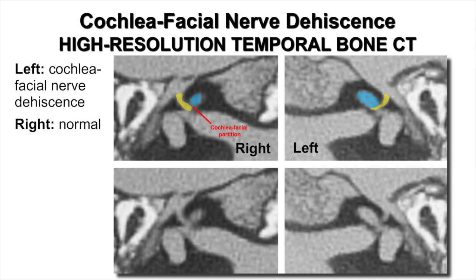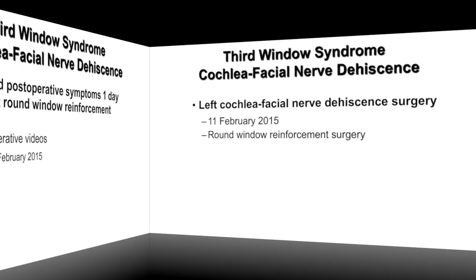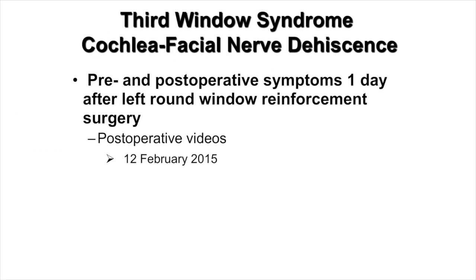Below these images are the native views that show on the right side of your screen, the facial nerve and cochlea are contiguous, whereas on the left side of your screen, representing the right ear, that black line represents the cochlea-facial nerve partition. On 11 February 2015, he underwent a left round window reinforcement surgery to treat his left cochlea-facial nerve dehiscence. In the next two videos, he describes his pre- and post-operative symptoms one day after his left round window reinforcement surgery. These videos were recorded on 12 February 2015.